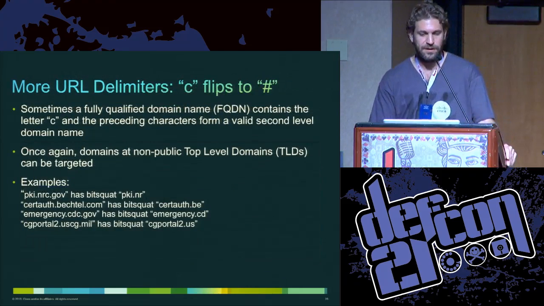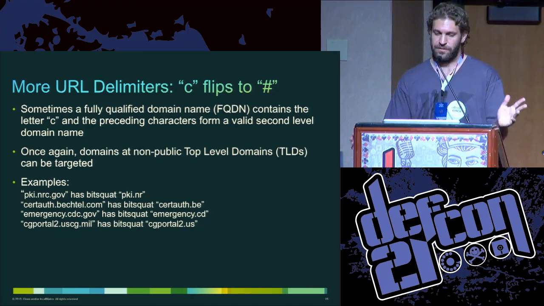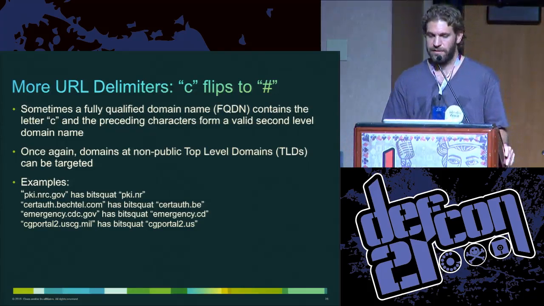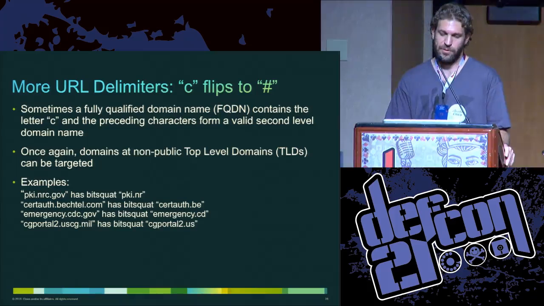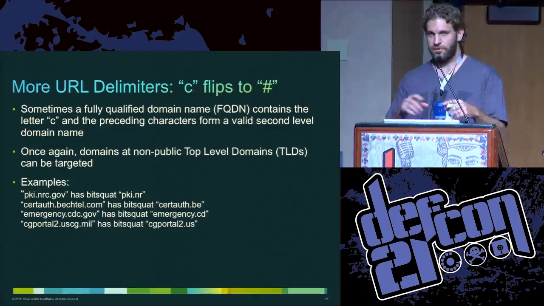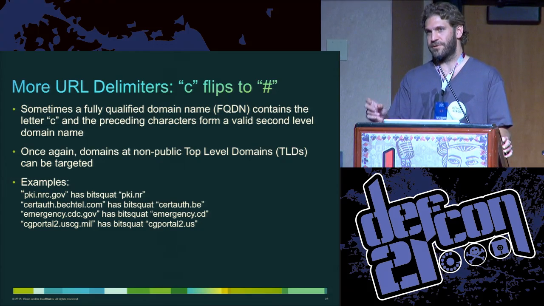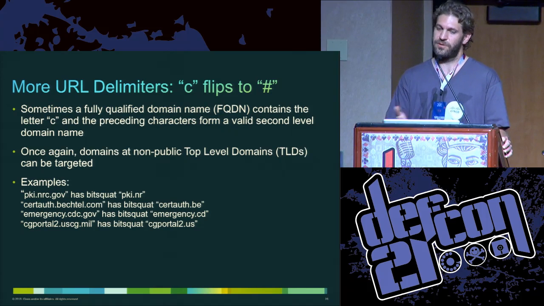Okay, so we've got additional URL delimiters that are possible. The letter C has a relationship with the pound character. People that work with URLs will be familiar with the pound character. It basically shows you where you've got an anchor tag. So if you can imagine a full host name with a letter C in it at the right place, when that C turns into an anchor tag, it actually cuts short the domain.